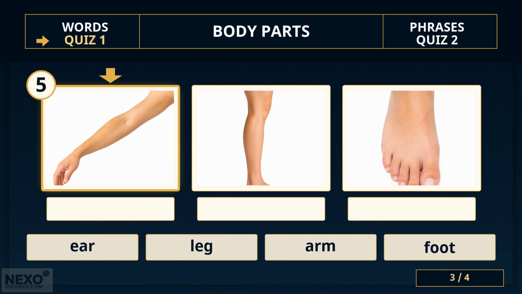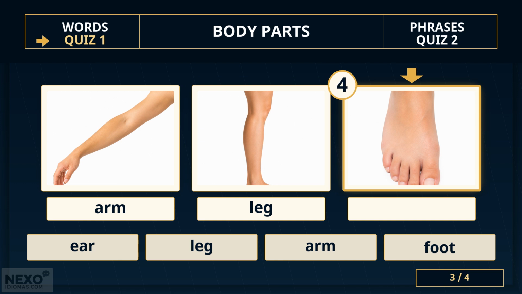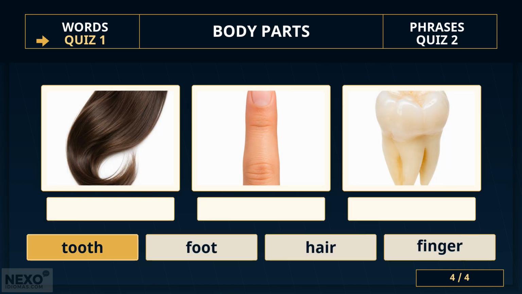What is this? Arm. What is this? Leg. What is this? Foot. Tooth. Foot. Hair. Finger.